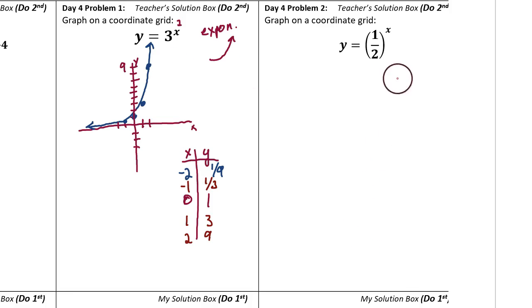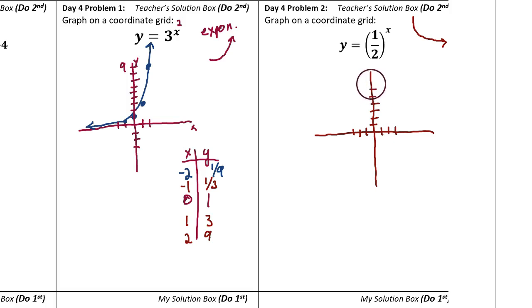Now problem 2. Here's another exponential function. The difference is that the base is a fraction. This involves decay. As you move to the right, the graph will be coming downhill. Let's make a grid and put some marks on the x-axis and y-axis. I'll put some marks going down, but we're not going to need them.